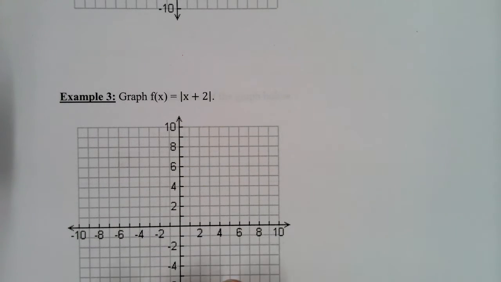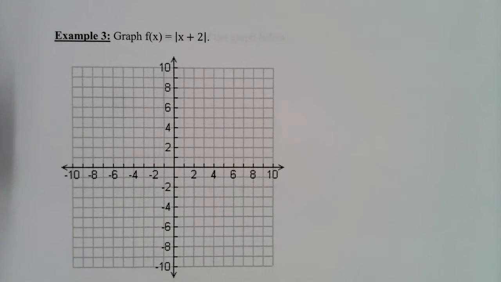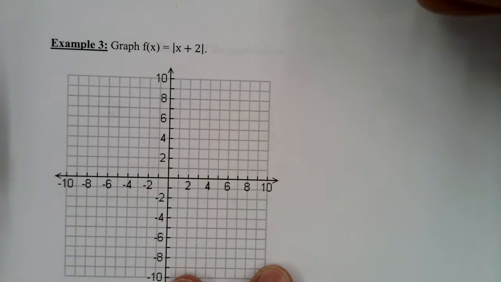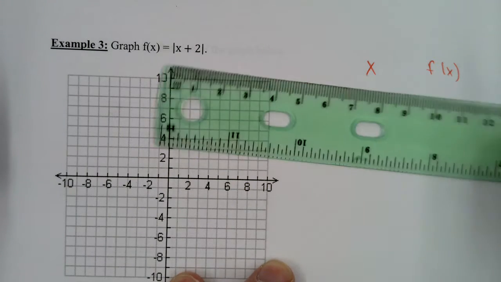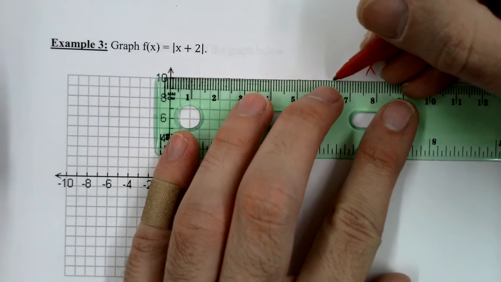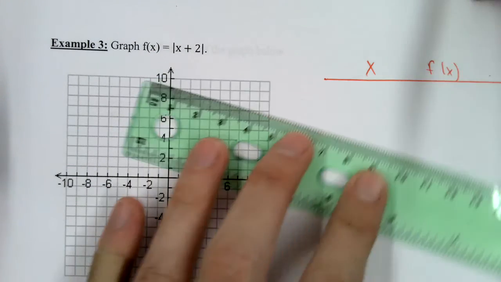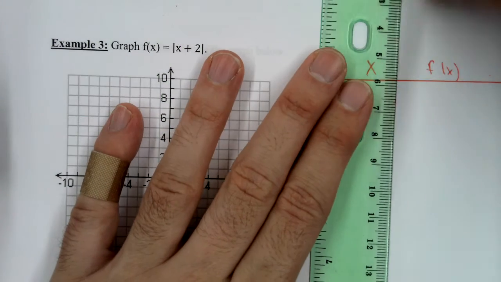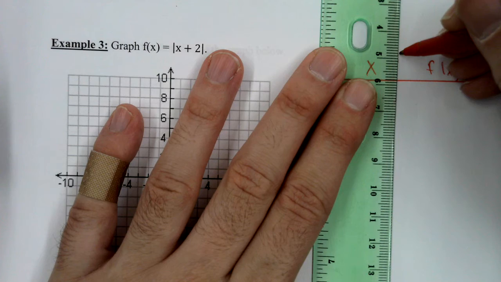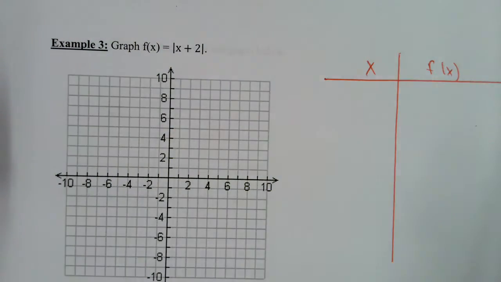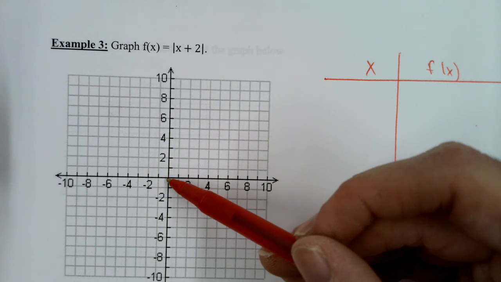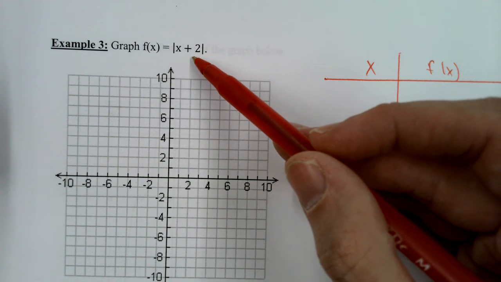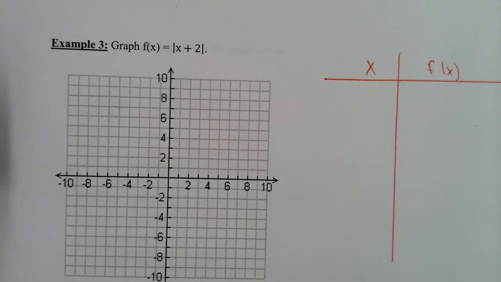Okay, let's do example 3. Graph f of x equals the absolute value of x plus 2. We'll make a table. So ahead of time, let's picture what the graph should look like. The graph should be the absolute value graph shifted. This plus 2 means you're shifting left 2. So we're going to shift left 2.